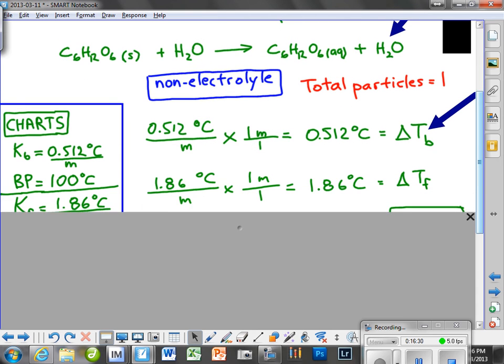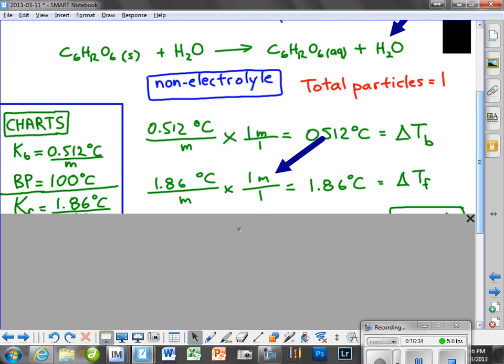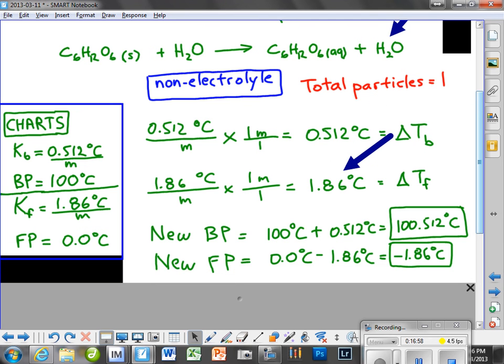Here we are again for the melting point, or the freezing point, I'm sorry. They're the same thing. But here's the number from the chart. 1 times that gives us a 1.86 degree change in the freezing point. Look, the freezing point changes more than the boiling point, doesn't it? A lot more. Now, just relax a minute.